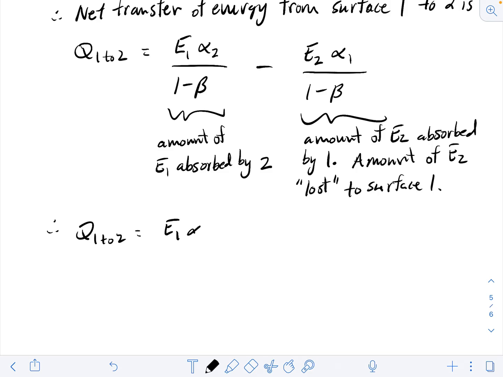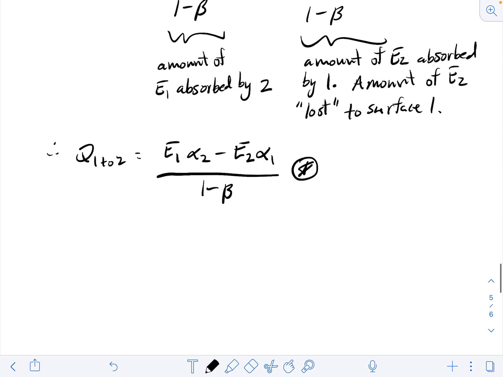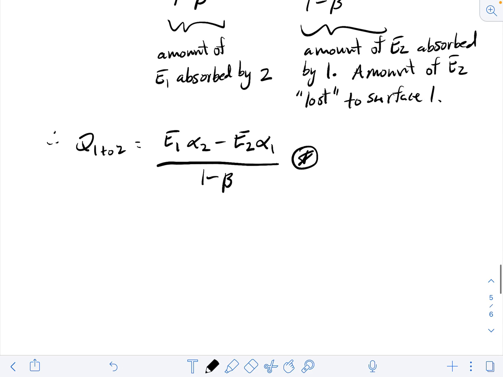Okay, so Q1 to 2 is going to be equal to, this can be put over a common denominator because they both have 1 minus beta in the denominator. All right, and so to gain further insight, let's think of a specific case.